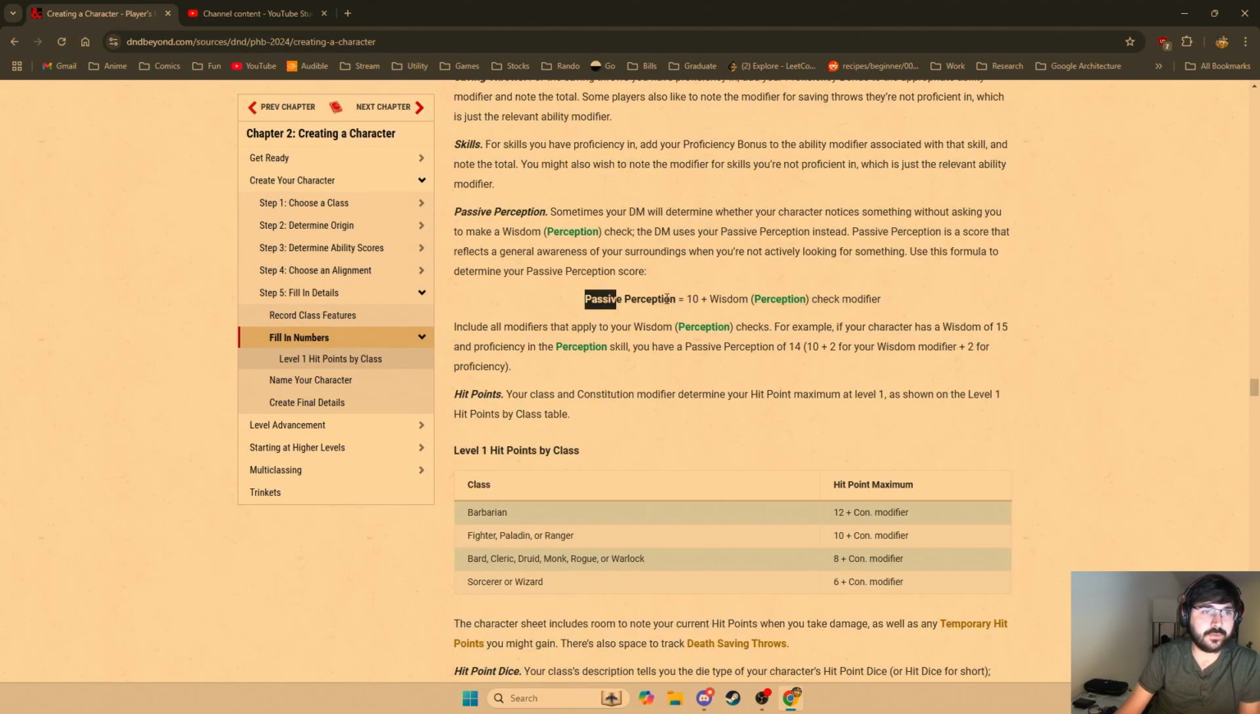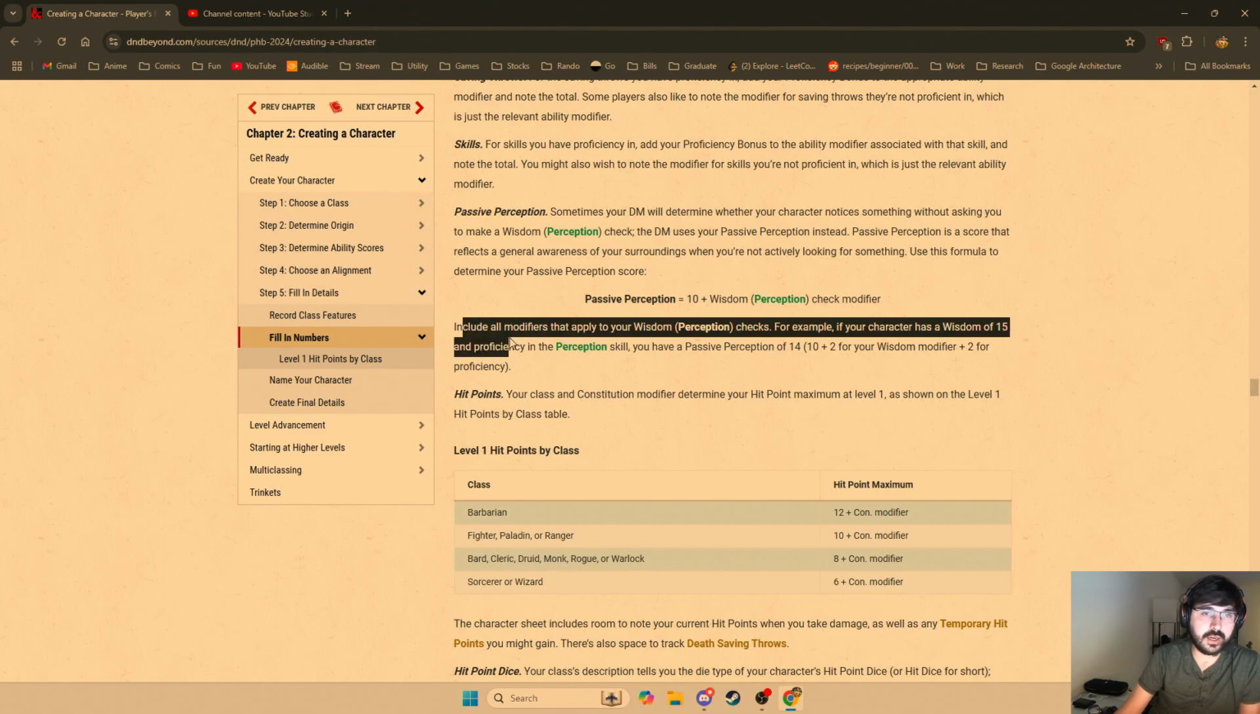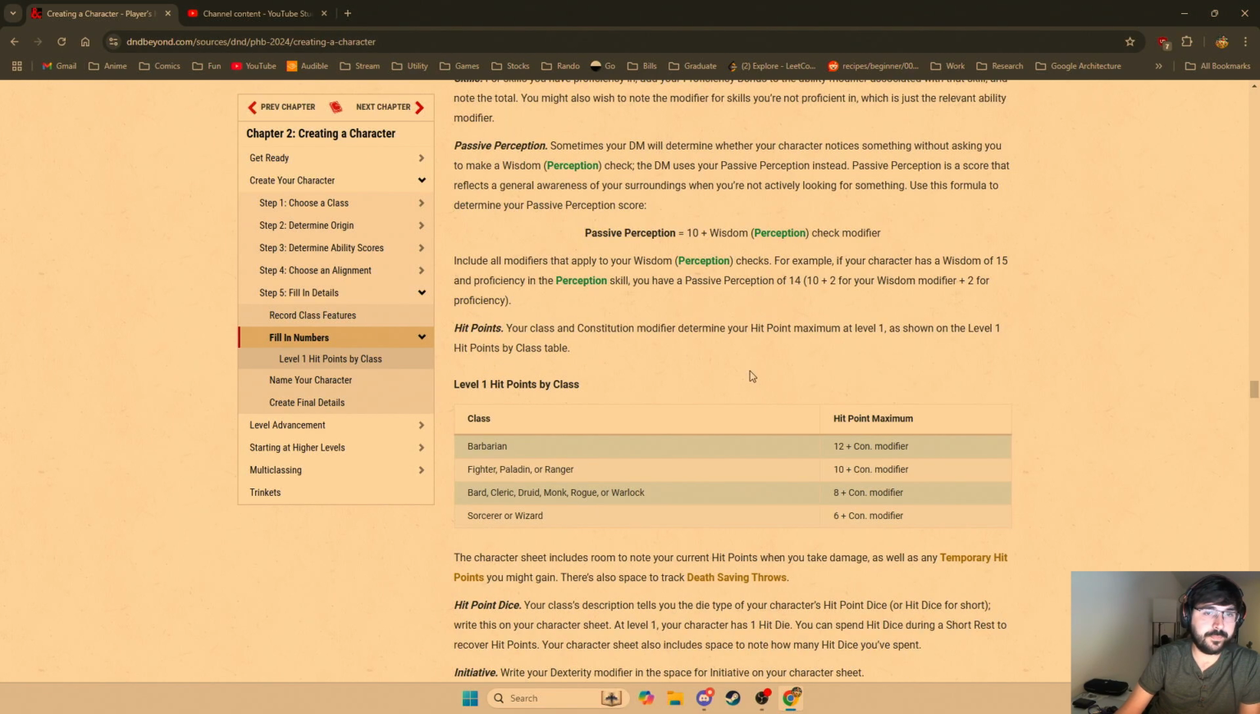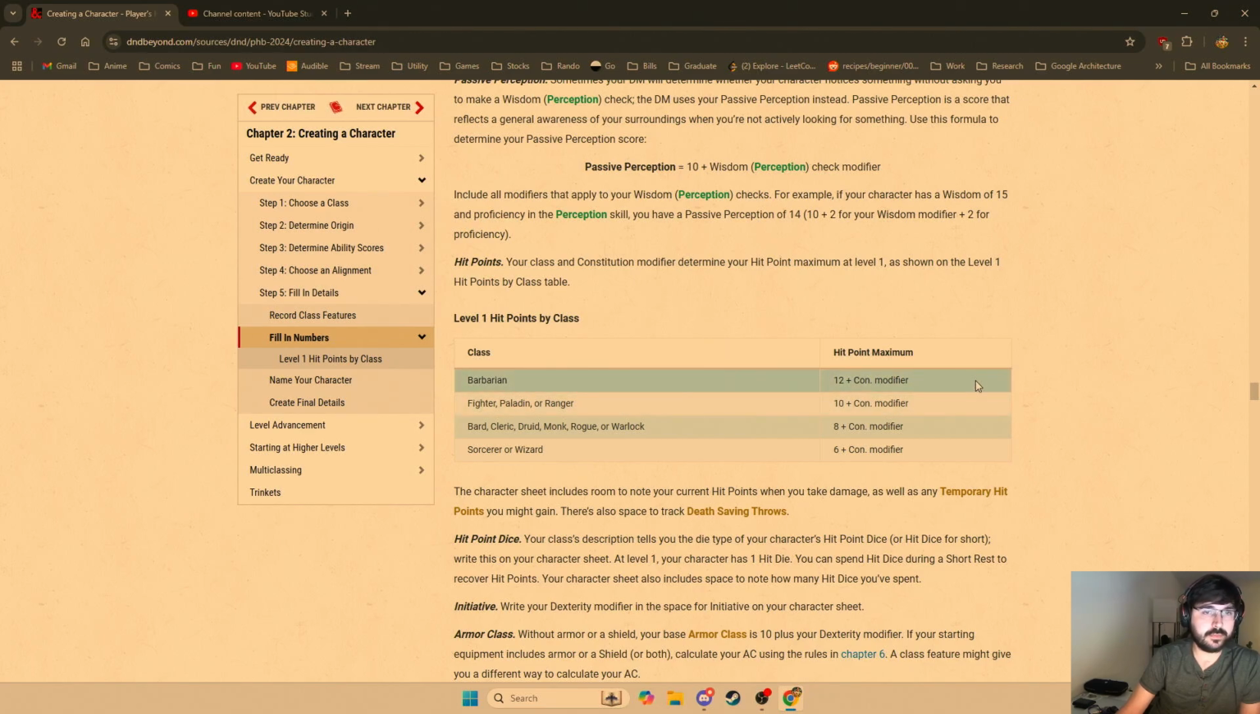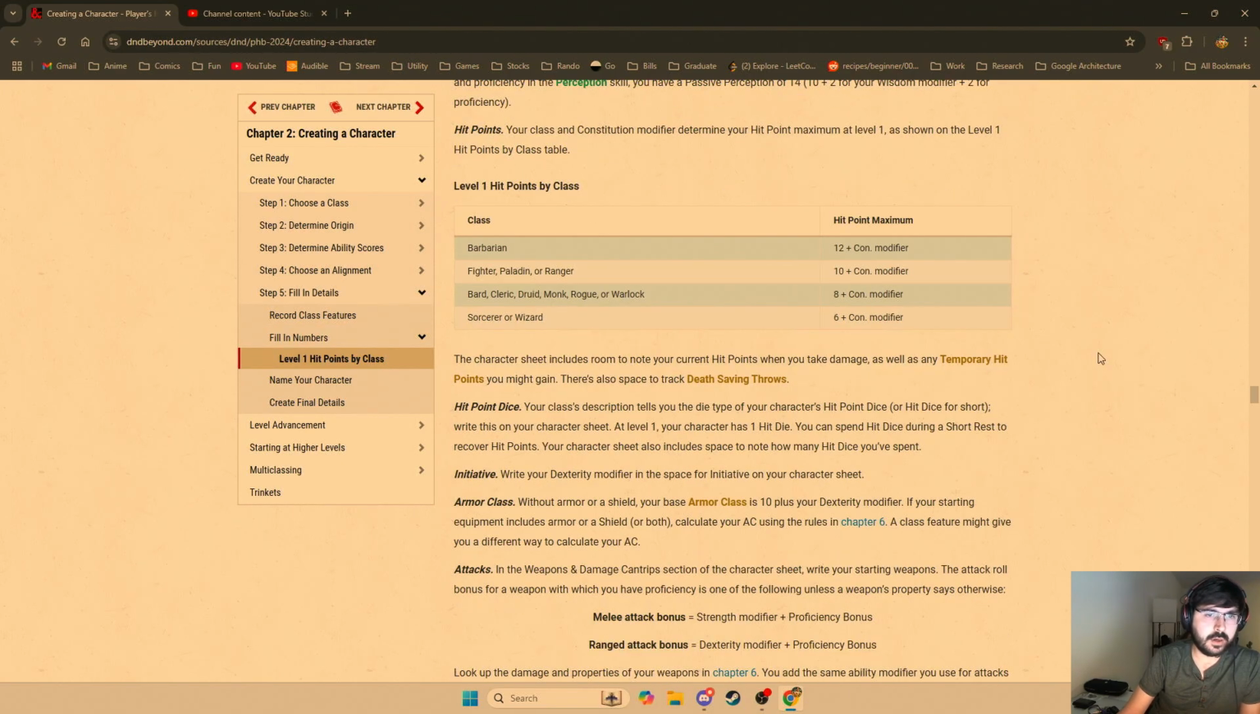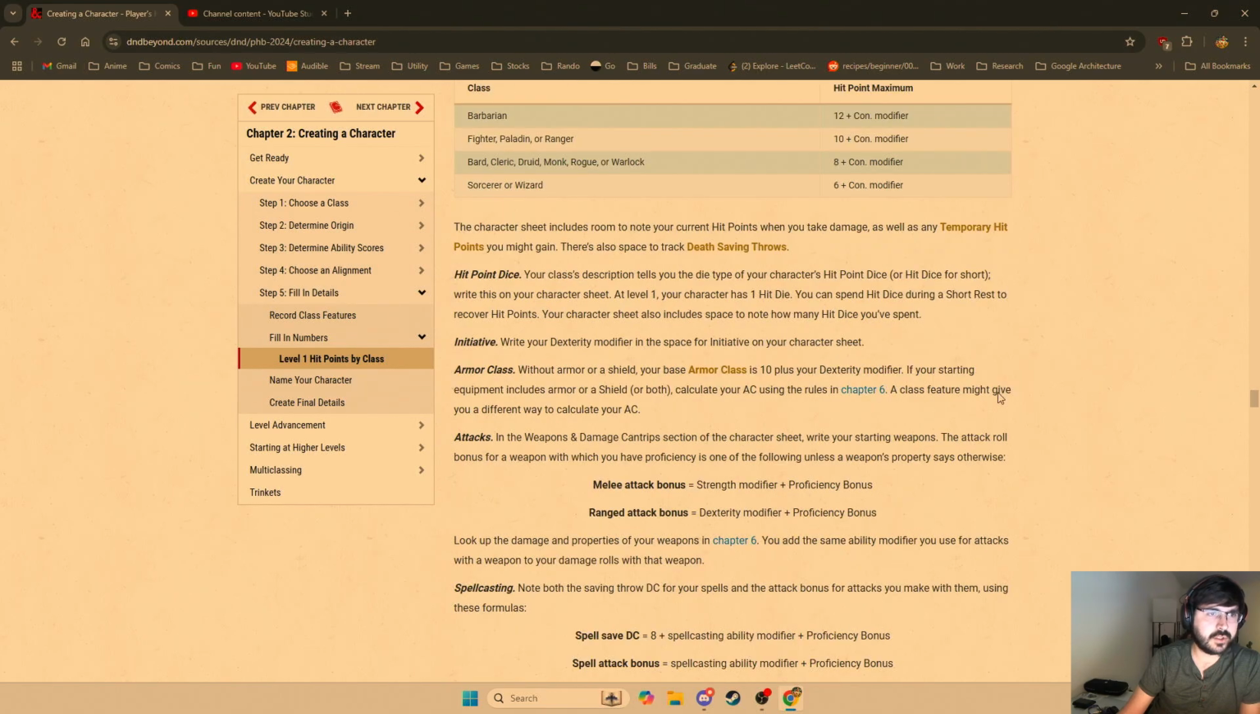Here is the calculation for your passive perception. It's 10 plus your wisdom, and then you have to check the modifier. So read that. Hit points. Here they call out just generally the spread. Oh, interesting. Sorcerers and wisdom. Huh. They're 6 now. I thought they were 4. Or maybe at a later point or earlier on they were 4, but now they look like they went up. Okay, so here you go.